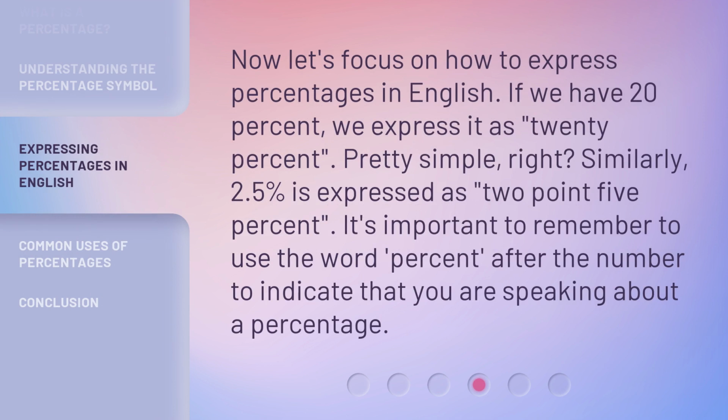Now let's focus on how to express percentages in English. If we have 20%, we express it as 20 percent. Pretty simple, right? Similarly, 2.5% is expressed as 2.5 percent. It's important to remember to use the word percent after the number to indicate that you are speaking about a percentage.